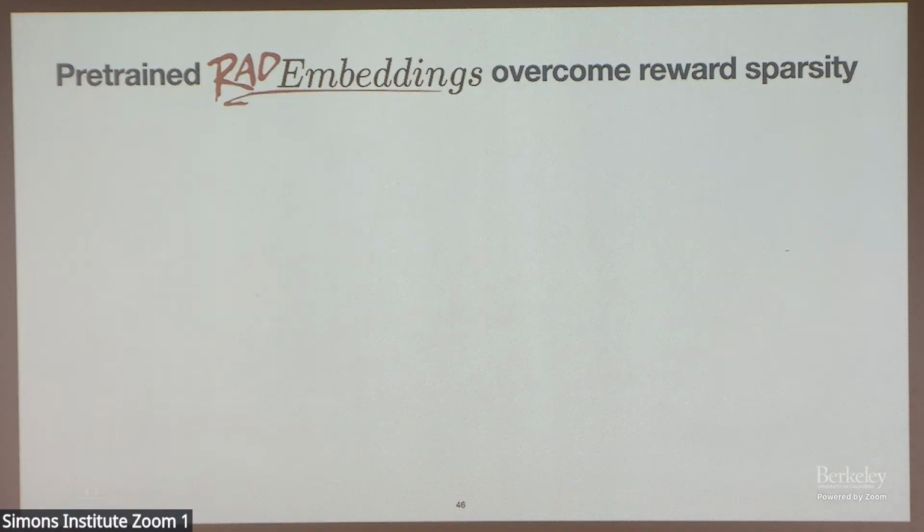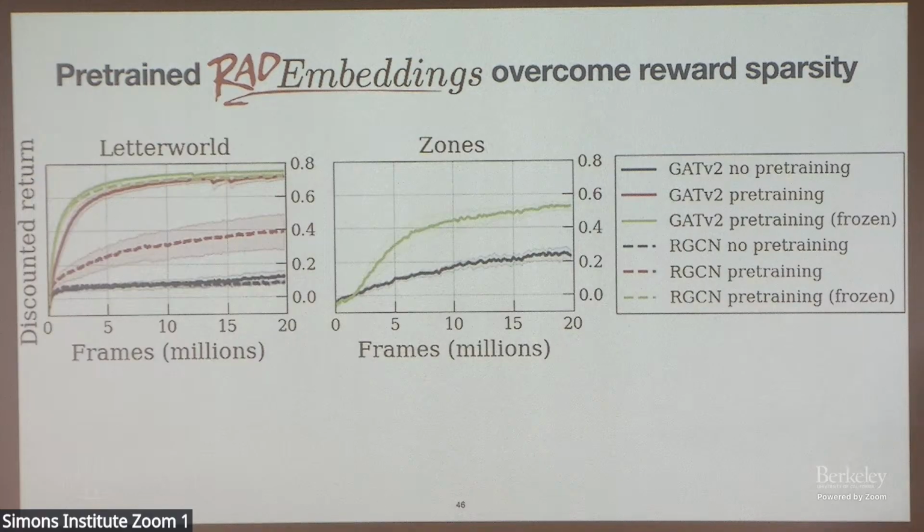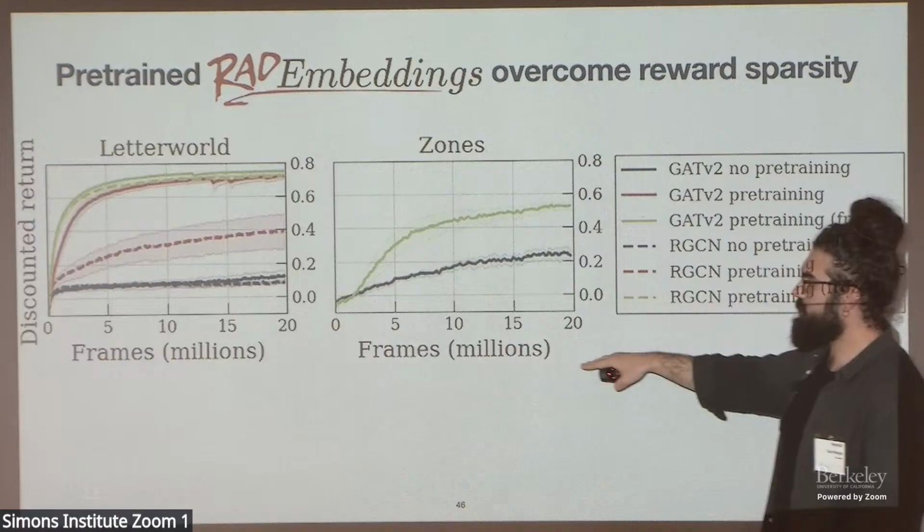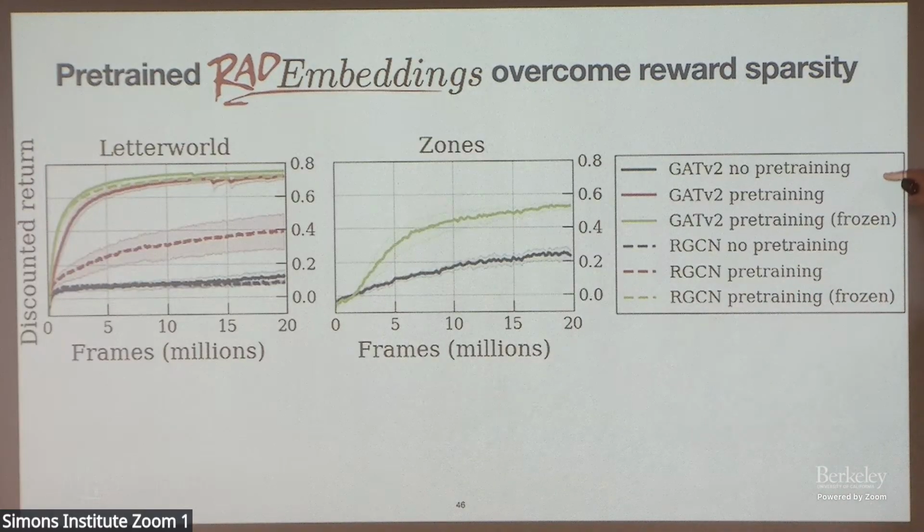RAD embeddings overcome reward sparsity. Here, the letter world is a discrete domain. Zones is a continuous domain. And we trained with graph attention networks. No pre-training means we are jointly learning the encoder too. Pre-training means we pre-trained, but there is still gradient flow to the encoder. And frozen means no gradients to the encoder. And RGCN is just a different GNN architecture.